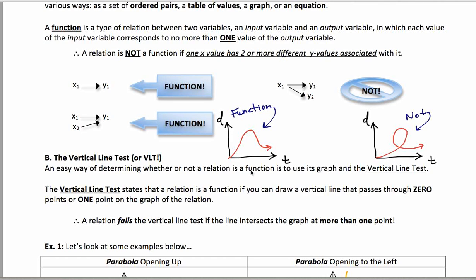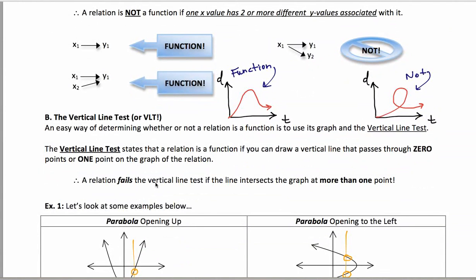Functions are special because we know that for every x value, there is at most one and only one y value associated with it, okay? Whereas this thing is not a function. We don't know for sure if one x value could have 1, 2, 3, or even more y values associated with it. So a function is a special type of relation where the input and output have a one-to-one kind of relationship. Visually, on a graph, there's a really simple test that you can do to see if something is a function, and it's called the vertical line test.